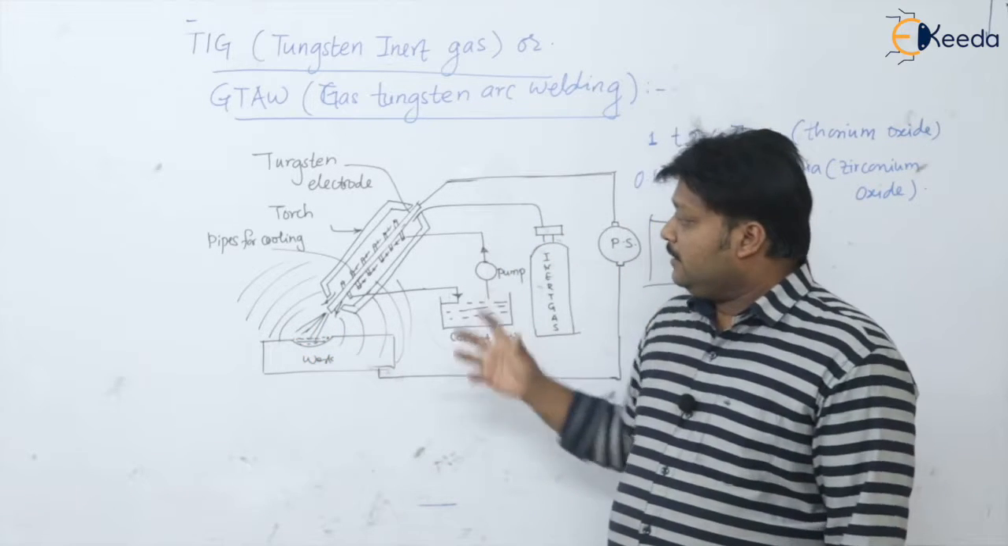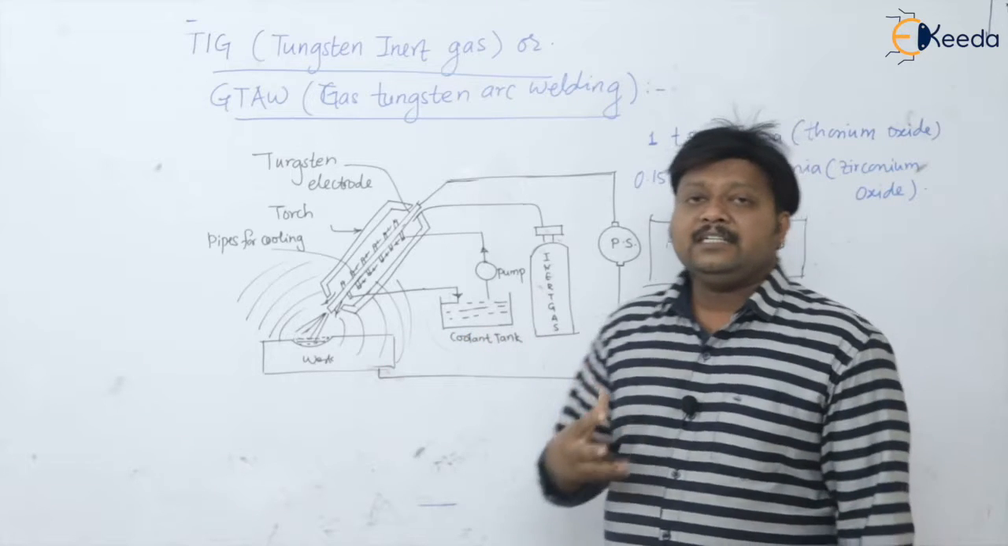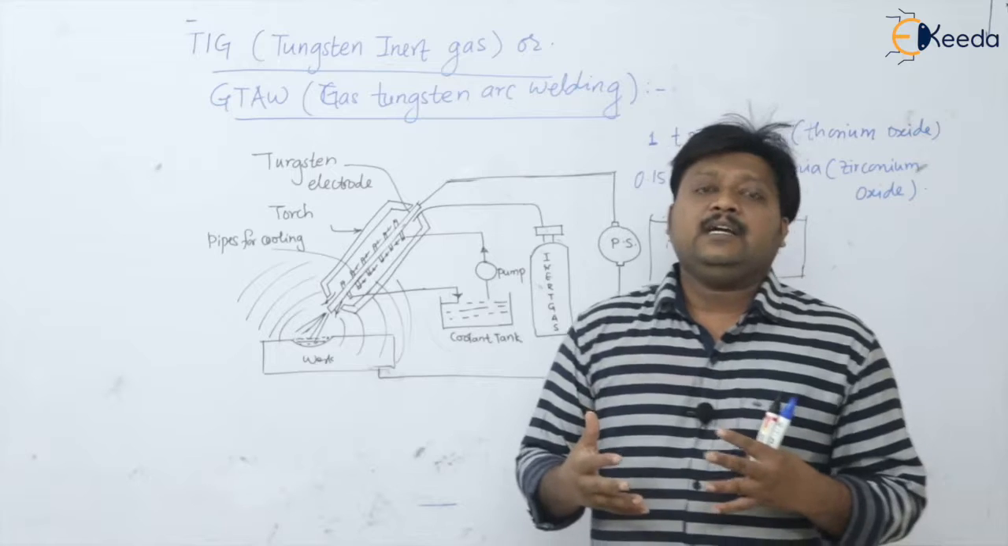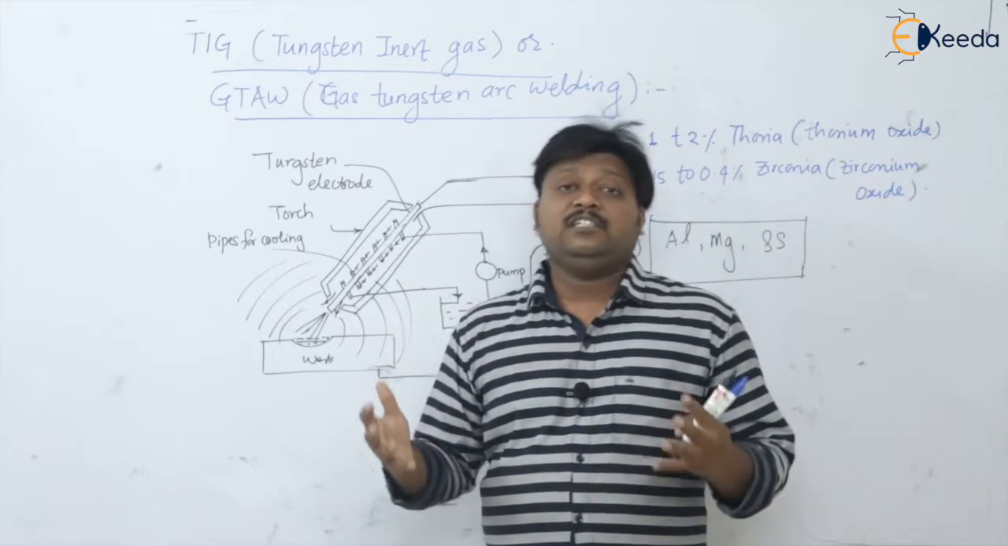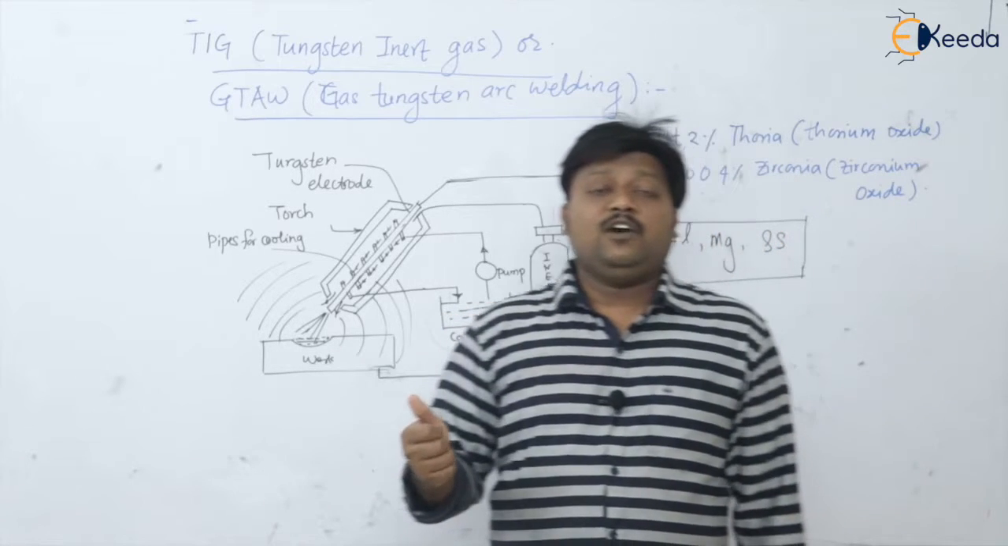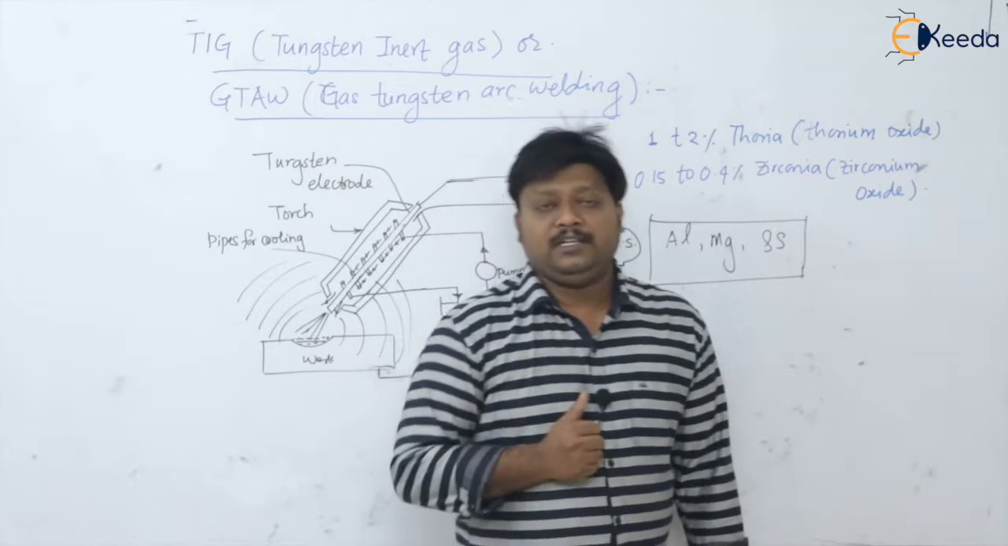Okay, but if you talk about direct current reverse polarity, that can also be used. But see, the current carrying capacity of direct current straight polarity is around 10 times that of direct current reverse polarity.